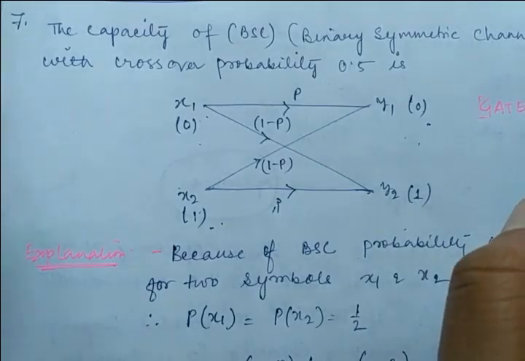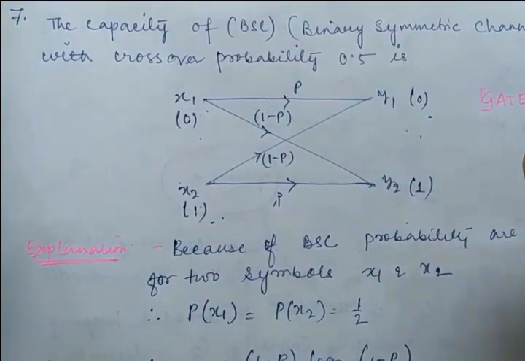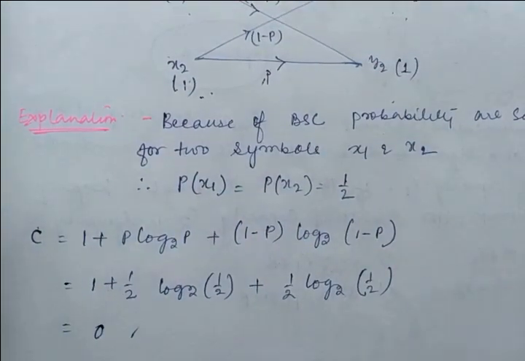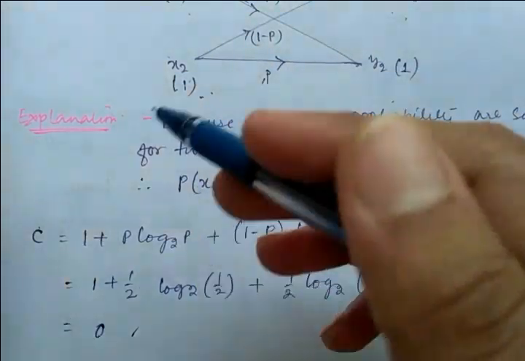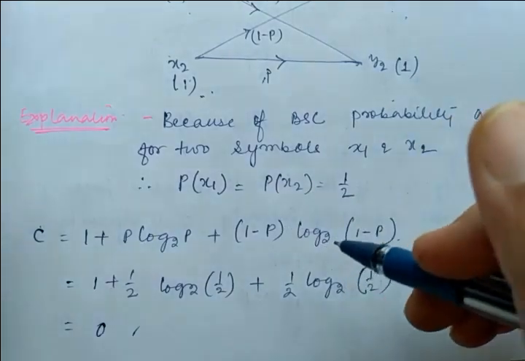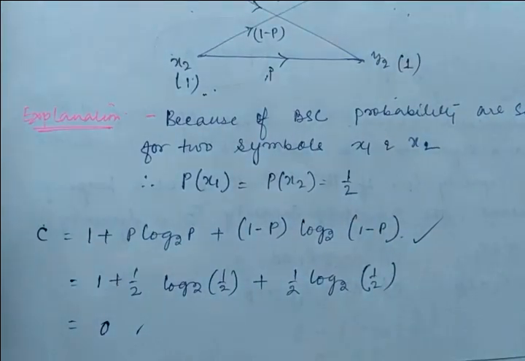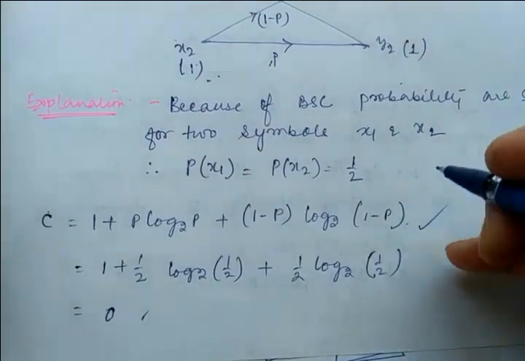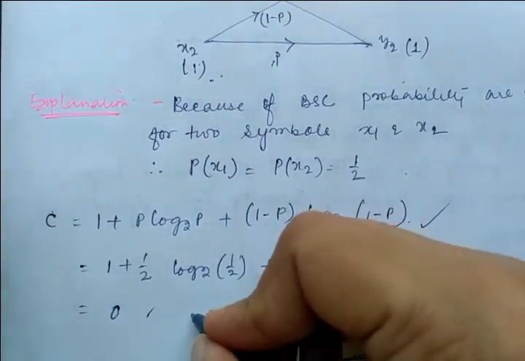Equally likely in nature, two symbols. So the individual probability will be nothing but half, right? If there were three symbols, it would become 1 by 3, 1 by 3, 1 by 3, and so on. So what is your channel capacity formula? That was already given: 1 plus P log 2 P plus (1 minus P) log 2 (1 minus P). So you have to decide first what the value of P will be, put the value of P in, and calculate the channel capacity.